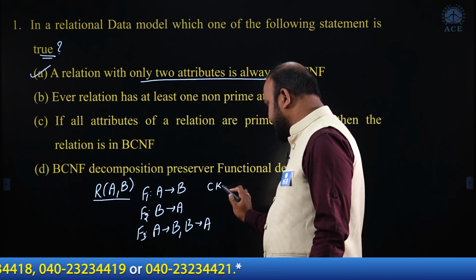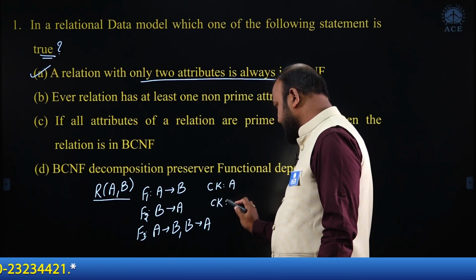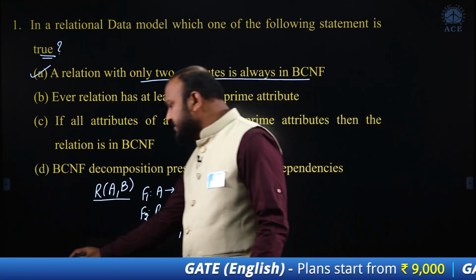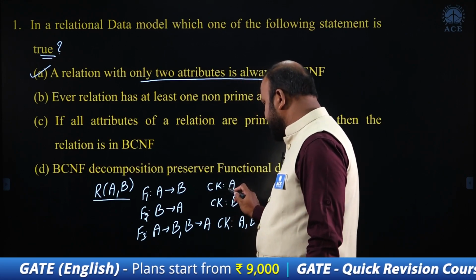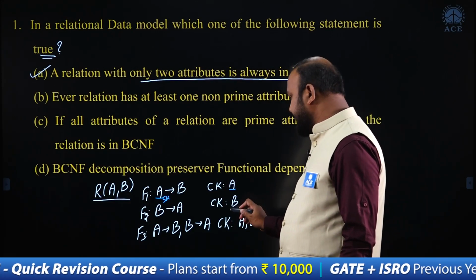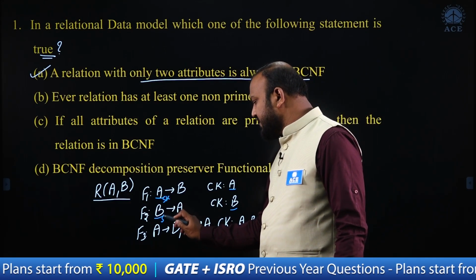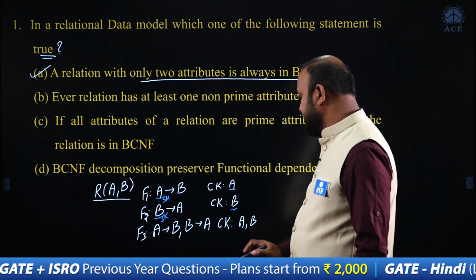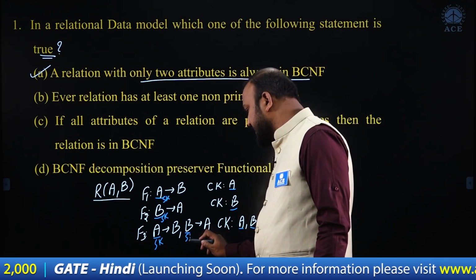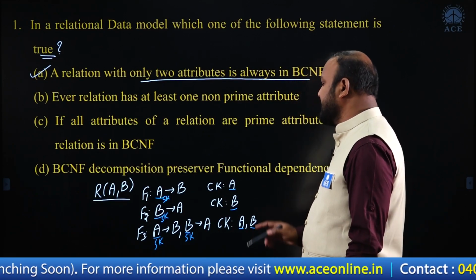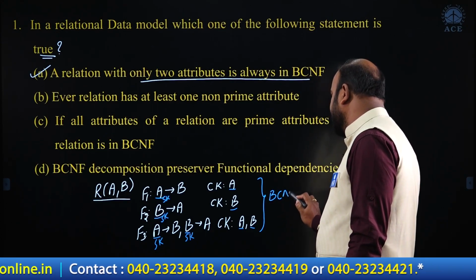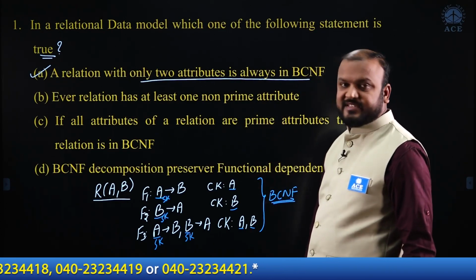In the first case, what is the key? A. In the second case, what is the key? B. In the third case, what is the key? Both A and B. Because in the first case the key is A, the left hand side is a super key, so we can call it BCNF. In the second case, B is a key, so the left hand side is a super key, and it is BCNF. In the third case, the keys are A and B, and the left hand sides of the dependencies are super keys, so the relation is in BCNF. This means in all the possibilities, a relation with 2 attributes is always in BCNF. So it is a true statement.